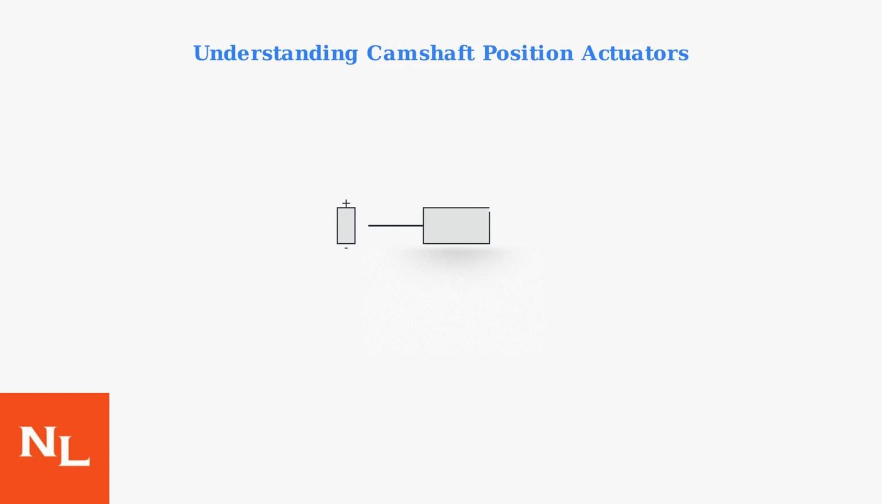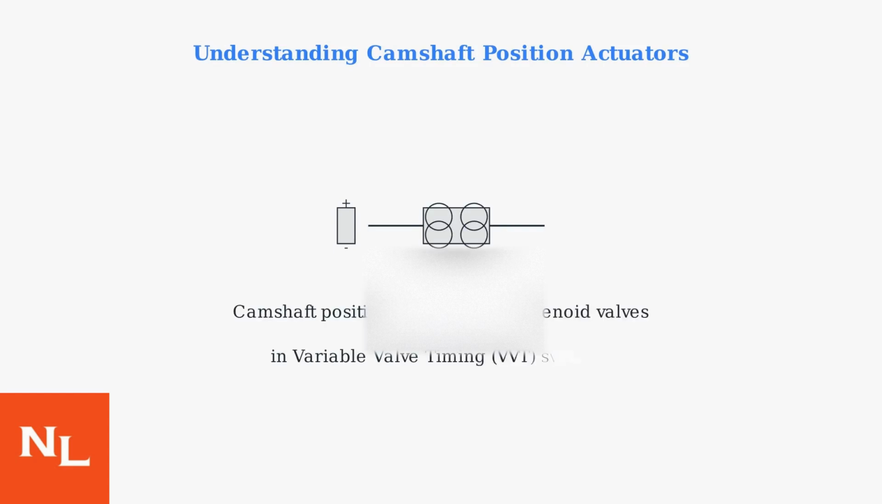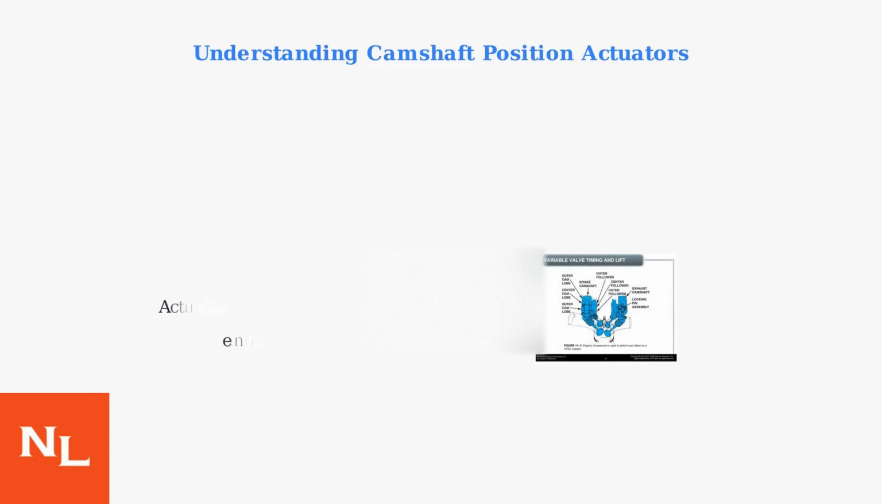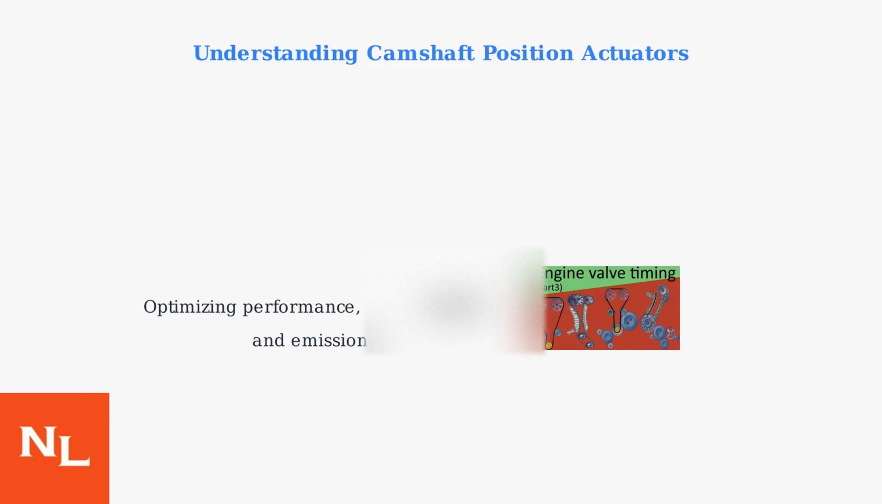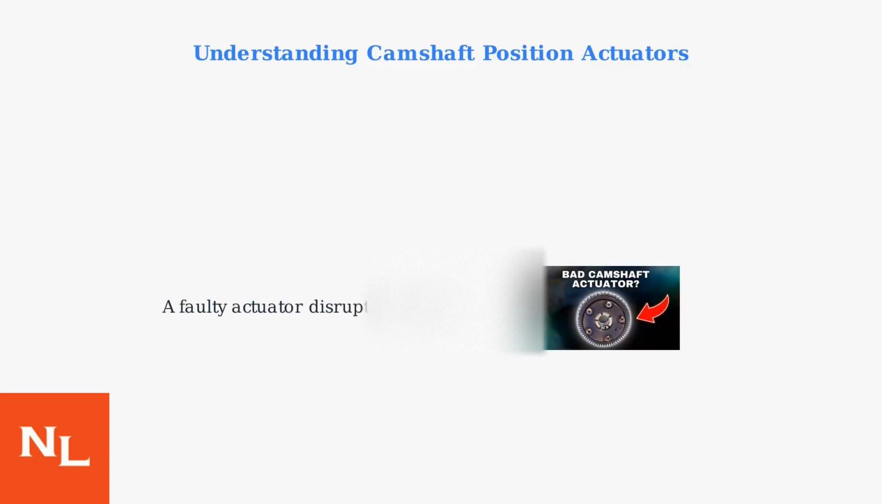engine bank. Camshaft position actuators are solenoid valves that serve as crucial components in variable valve timing systems. These actuators control the timing of the exhaust camshaft in the engine. They adjust valve timing dynamically based on engine load and speed conditions. This optimization improves engine performance, fuel efficiency, and reduces emissions. However, a faulty actuator can disrupt this entire timing process.